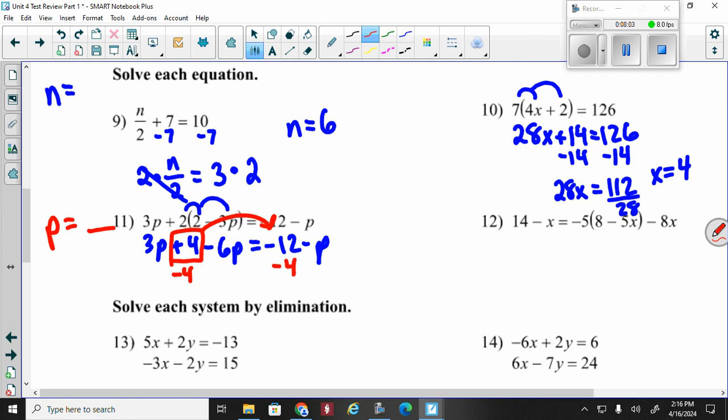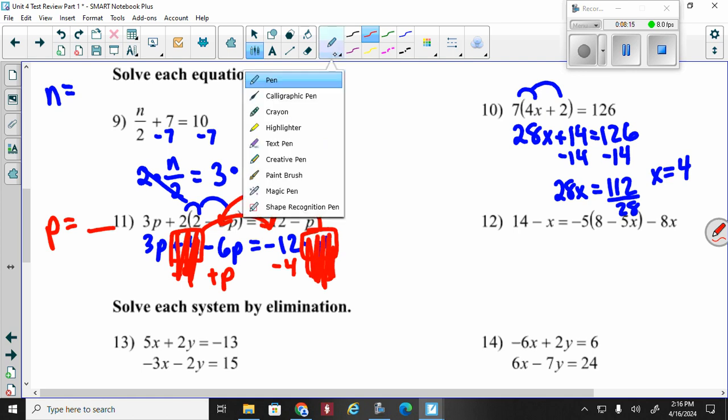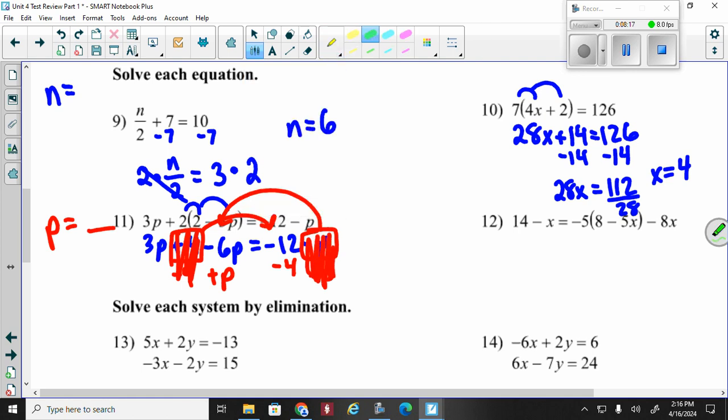But this negative p all by itself, I'm going to throw it over here, which means I got to add a p. So add p, add p. All right, so this will cancel out, and this will cancel out. So as you can see, what I'm left with for my letters is a 3p here, a negative 6p here, and a plus p here. And for my numbers, I got a negative 12 and a negative 4.